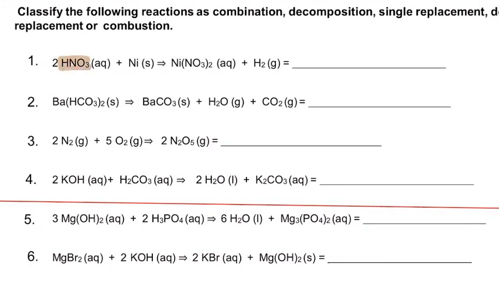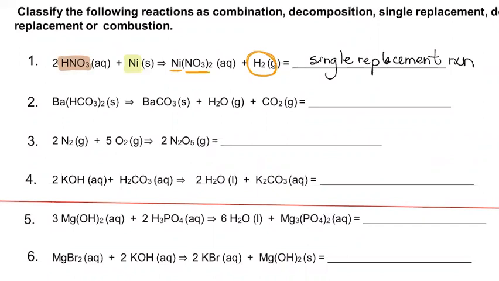We have HNO3, and then we have nickel. In the product, I see that now my nickel is where hydrogen used to be, and it's paired with the NO3, and now hydrogen is by itself. So nickel took the place of hydrogen in the first compound. So that means that this is a single replacement reaction. Again, I can see that nickel now is where hydrogen used to be. Hydrogen is by itself. That's why it's single replacement.